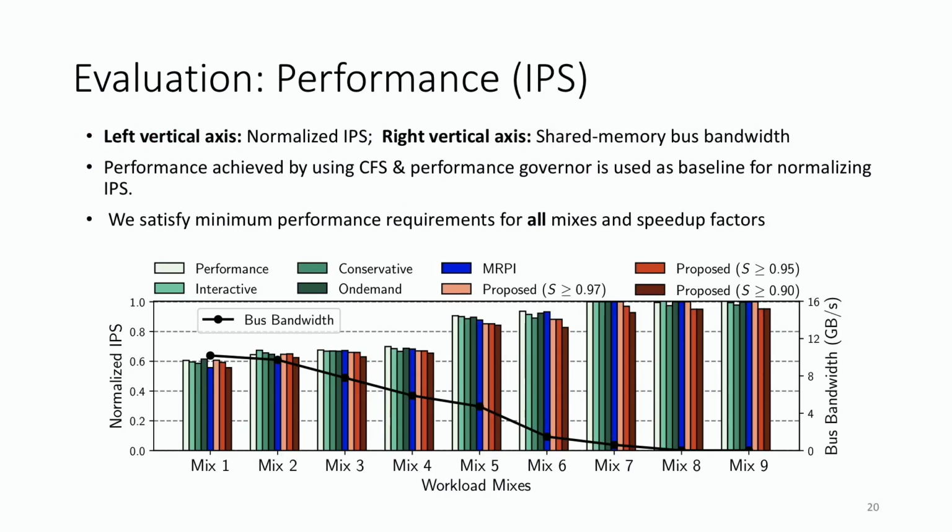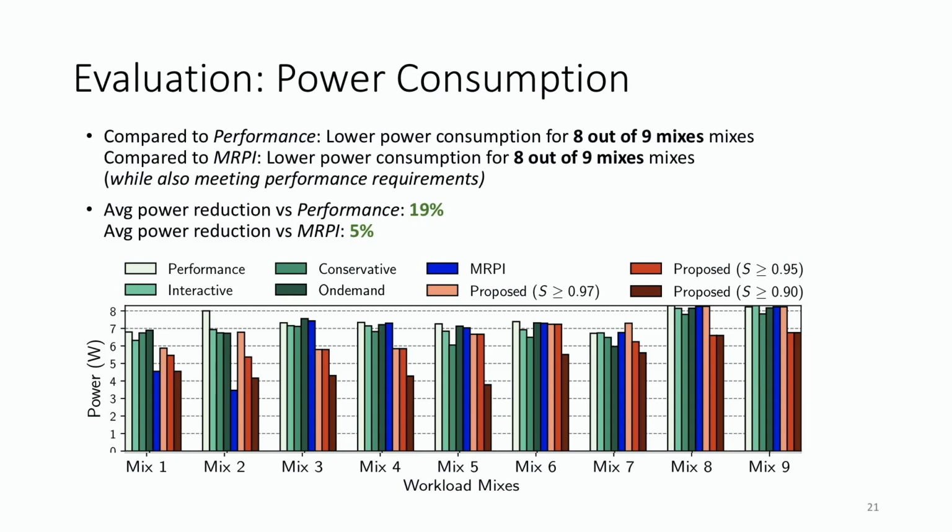The graph depicted here shows each of the 9 application groups in decreasing order of shared memory bandwidth. Applications that require higher bandwidth suffer from performance saturation after a certain frequency. Using our approach, we were able to identify this maximum frequency while also meeting the 3 minimum speedup factors for each evaluated application group. Consequently, our proposed approach achieved lower power consumption for 8 out of 9 application mixes while maintaining the same level of performance as the other methods.